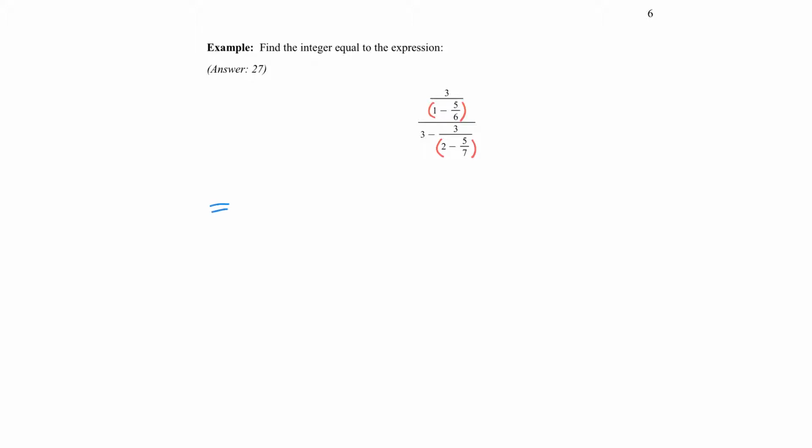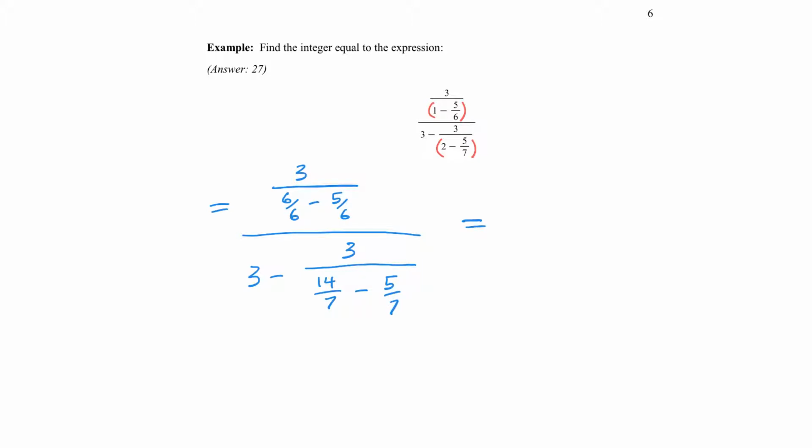So first, let's write 3 divided by all of 1 minus 5 over 6. Instead of writing 1, let's write 6 over 6 minus 5 over 6. And we'll deal with that on the next step. On the bottom, we have 3 minus 3, and it's over top of 2 minus 5 over 7. Let's exchange the 2 for 14 over 7. I want to write it over 7 so I can subtract those fractions. So I write 14 over 7.